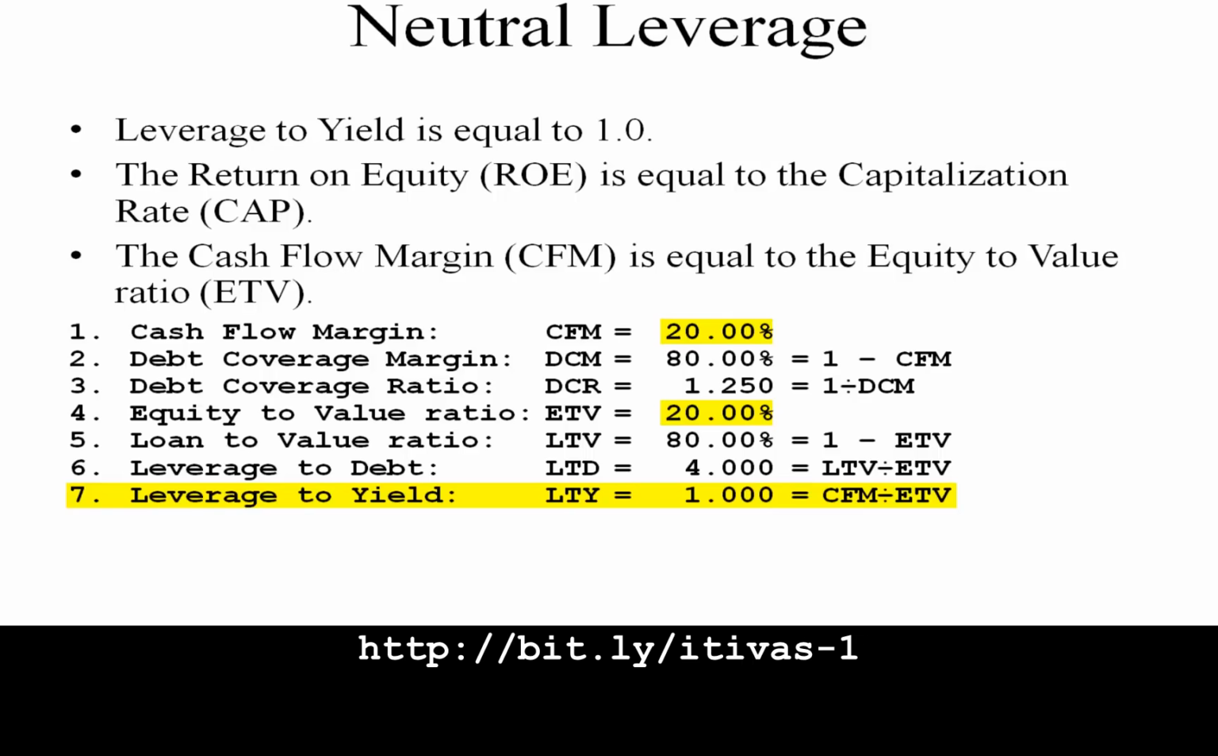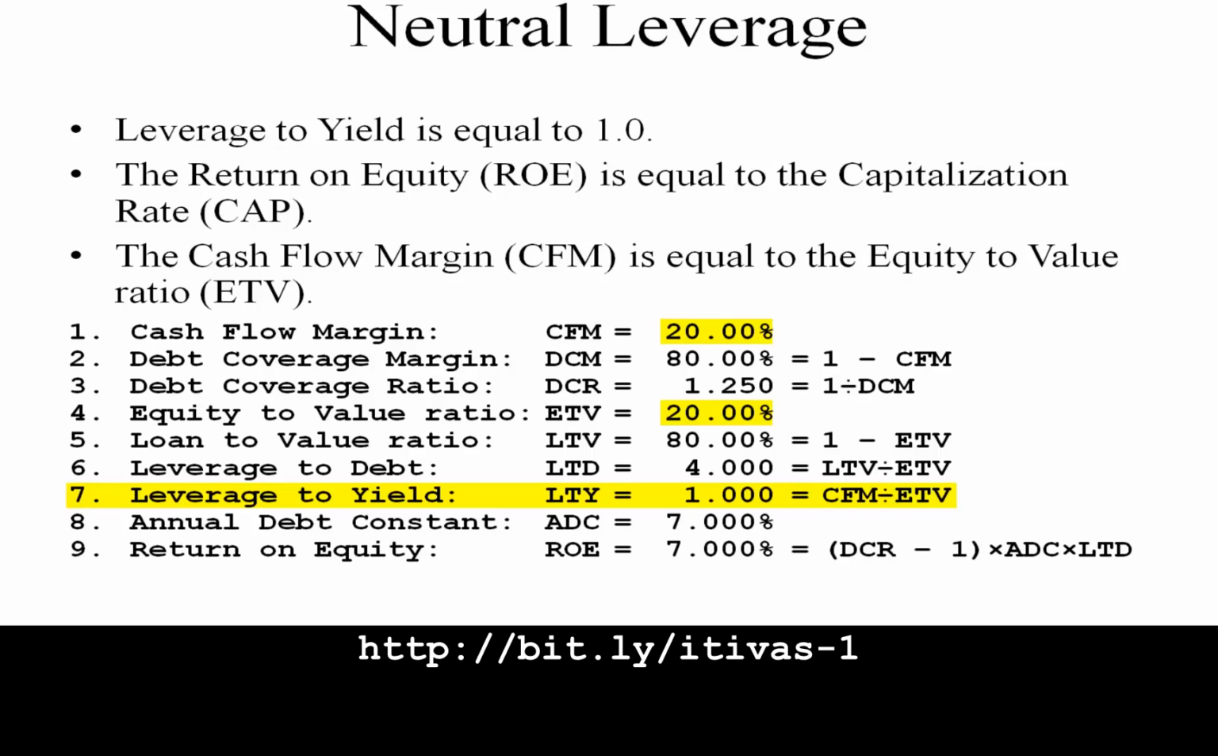Cash flow margin, 20%, divided by equity to value ratio, 20%, equals 1. Let's pick an annual debt constant, ADC, equals 7%. We calculate the return on equity, ROE, to be 7%. It's equal to the quantity DCR minus 1 times the annual debt constant times the leverage to debt. So DCR minus 1 is 0.25. The leverage to debt is 4. 0.25 times 4 is 1, leaving just the annual debt constant.